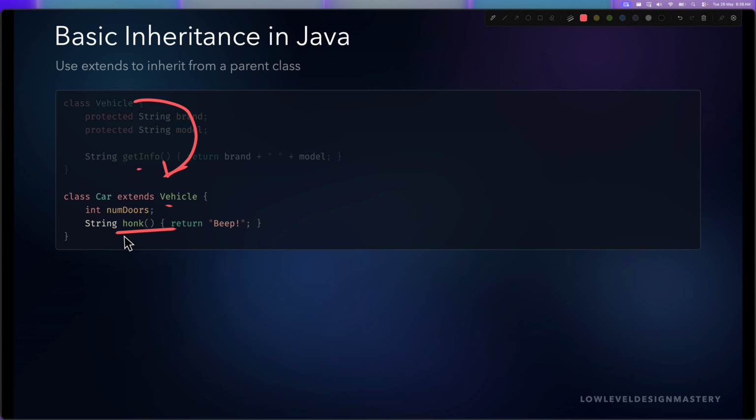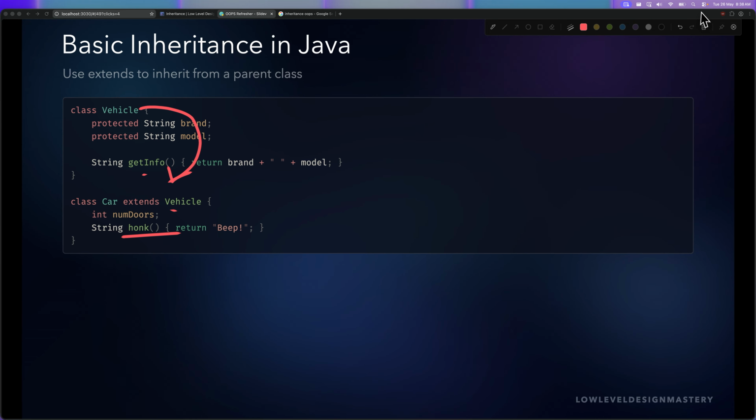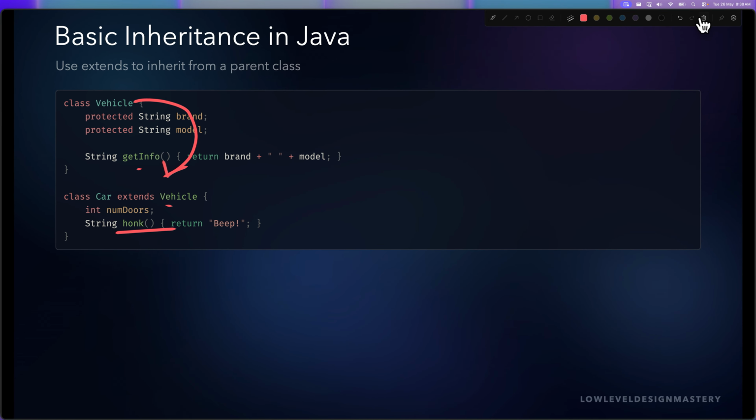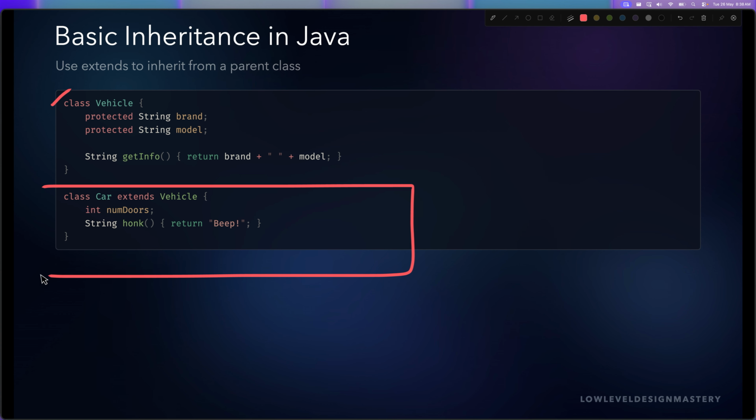Same behavior, right? So we added this honk method. So overall, the mental model is the same as Python: common behavior. Whatever common behavior you want to abstract, you place it in a parent class, and all the specialized behavior goes to a child class.